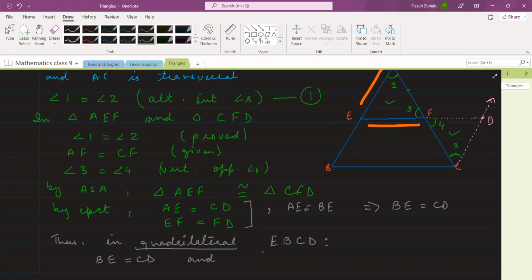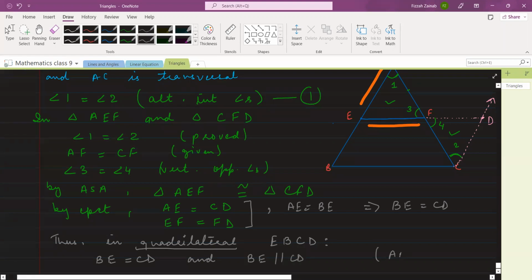And also your side BE is parallel to CD. Why? Because whole AB was parallel to CD and BE is a part of it, so it is also parallel to CD. Understand? Saf, understood?